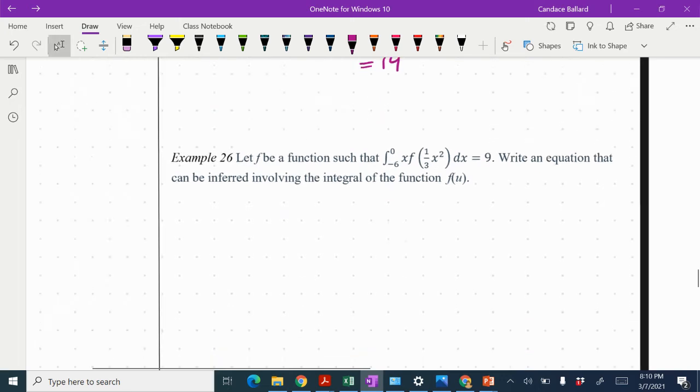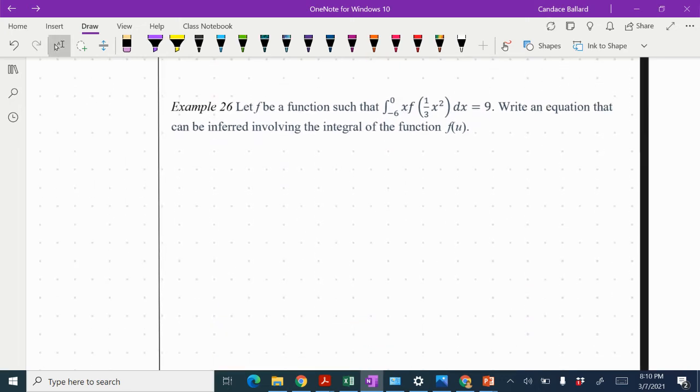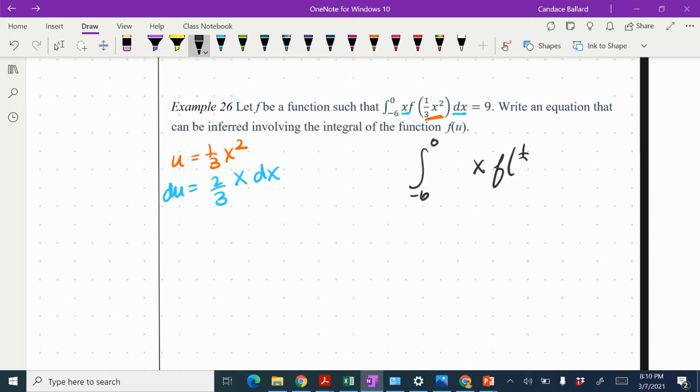So we're going to try something very similar in example 26. Again, it looks like I've got a u hanging out in here. I'm going to use that. So u equals 1/3 x squared. That means that du equals 2/3 x dx. I notice I have the x, I have the dx, I do not have the 2/3. So I'm going to rewrite this with a little bit more space so I can add in what I need to add in.